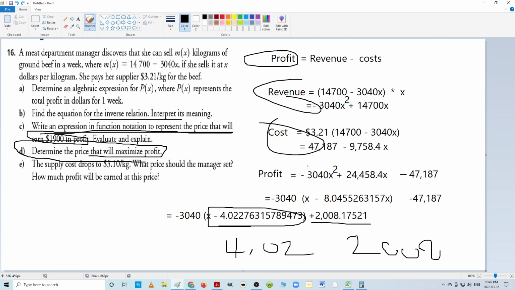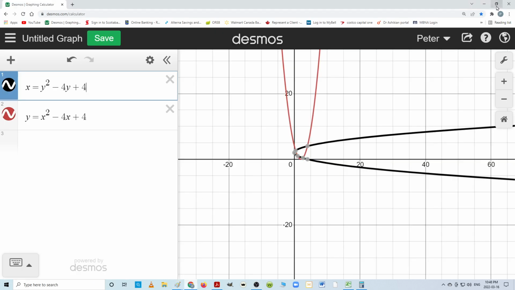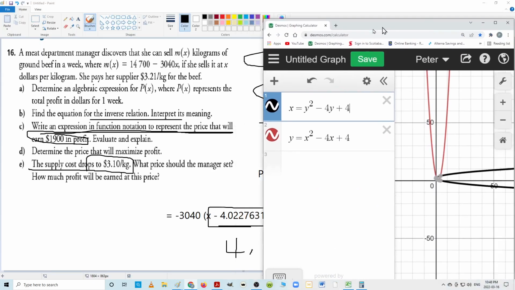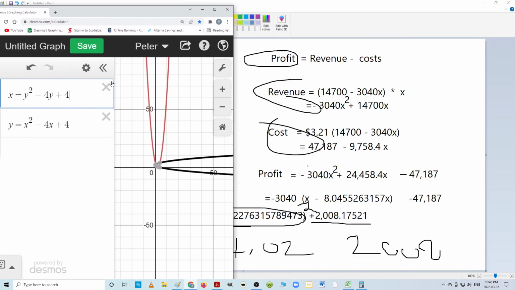Determine the price that will maximize profit. We just did. The supply cost drops to 310. What price should the manager set? Ugh. I'm going to let Desmos do that. So you can see the inverse process for this. This is squared, by the way. Will be the same. But first I want to see if I did all the processes correctly.